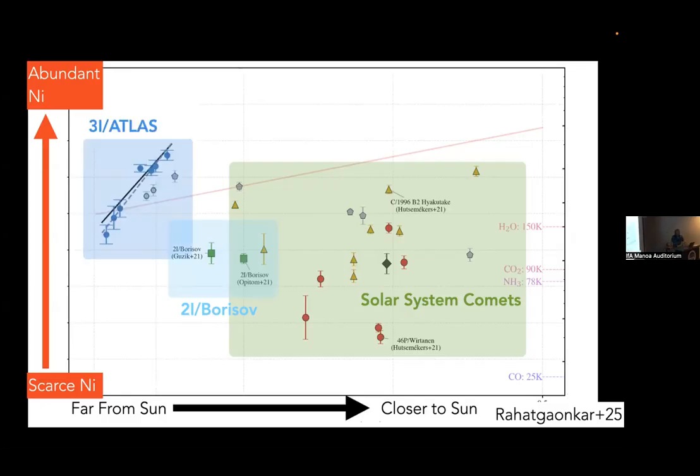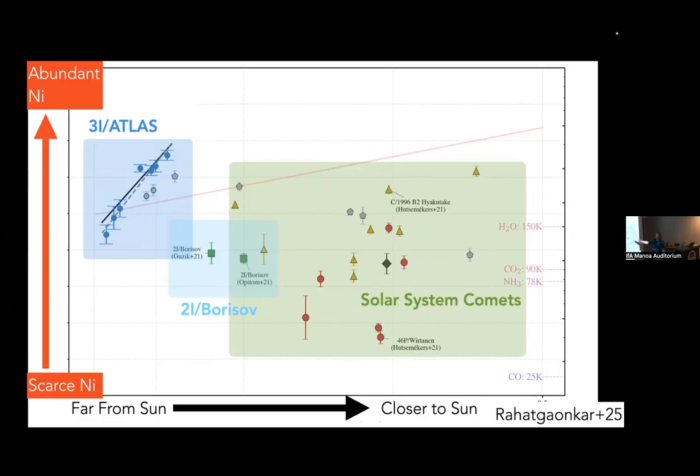3I Atlas is just completely different than anything we have observed so far in terms of its nickel, and then also, I mentioned, in terms of its iron. This paper was before we observed a lot of iron emission, so it's only doing nickel, but 3I Atlas does two things. One, it has way more nickel than any other solar system comet, right? Like look at the solar system comets. 3I Atlas is way up here. So it's got a ton of nickel compared to anything else from the solar system.